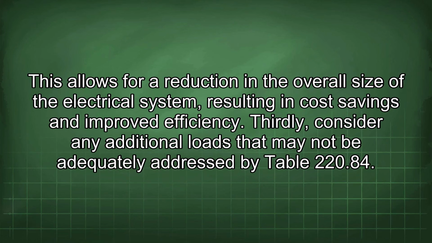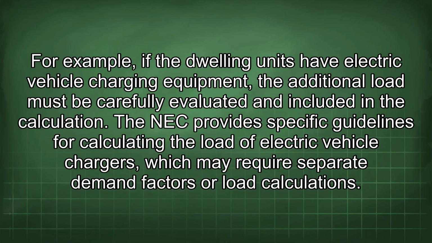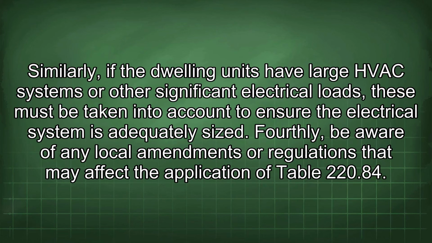Thirdly, consider any additional loads that may not be adequately addressed by Table 220.84. For example, if the dwelling units have electric vehicle charging equipment, the additional load must be carefully evaluated and included in the calculation. The NEC provides specific guidelines for calculating the load of electric vehicle chargers, which may require separate demand factors or load calculations. Similarly, if the dwelling units have large HVAC systems or other significant electrical loads, these must be taken into account to ensure the electrical system is adequately sized.